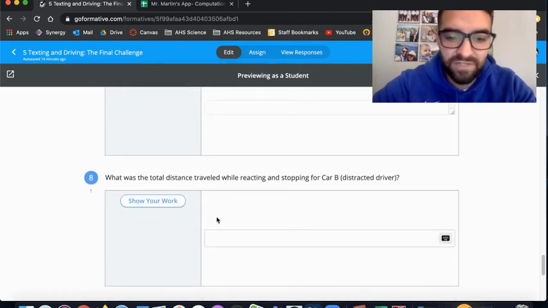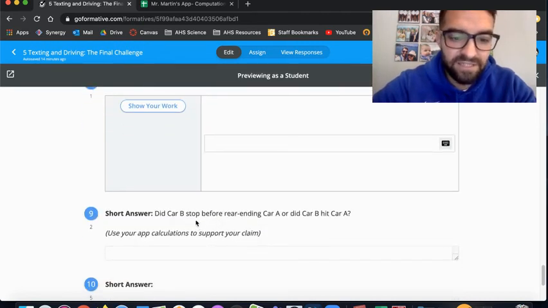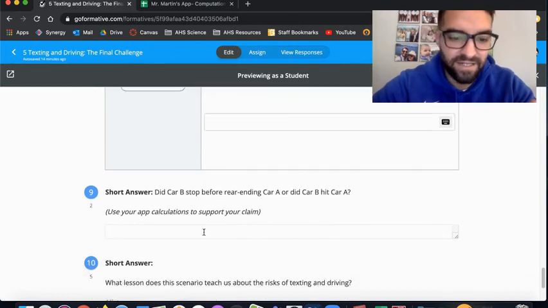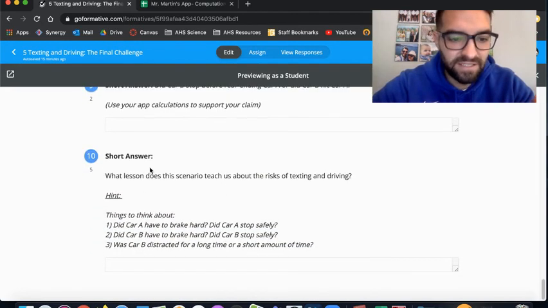Then 8, what was the total difference while reacting and stopping for car B? Okay, and did car B stop before rear-ending car A, or did car B hit car A? And then again, try to use your calculation to support your claim. And last but not least, what lesson does the scenario teach us about the risks of texting and driving? And I've given you some hints, and I want you to really write about it as much as you can. And it's more of an opinion, but I want you to think about the scenario.